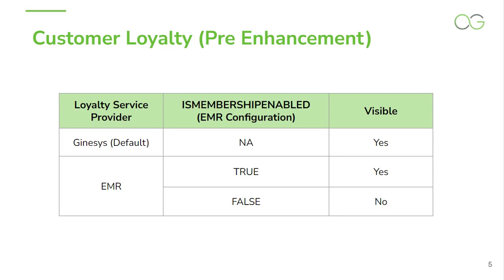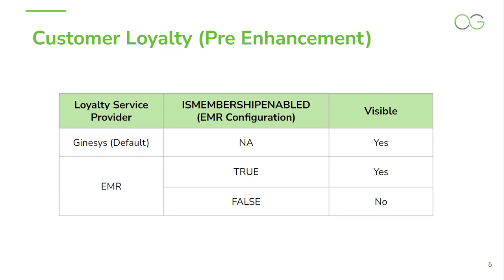And before this enhancement, if the loyalty service provider is Ginesys, the field for customer loyalty is always present in the POS Customer Master UI. And if the loyalty service provider is set as EMR, the visibility of the customer loyalty field in the POS Customer Master UI depends upon a configuration for EMR, that is, membership enabled. If it is set as true, then the field for customer loyalty could be present in the UI, otherwise not.